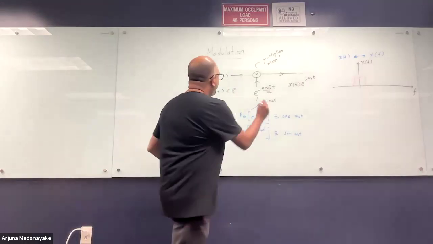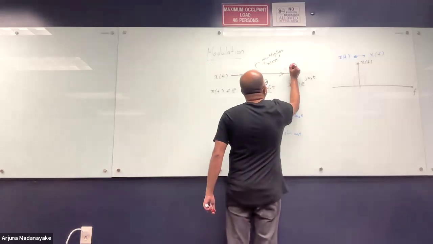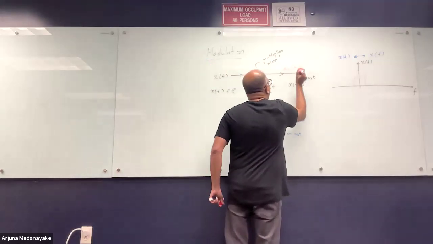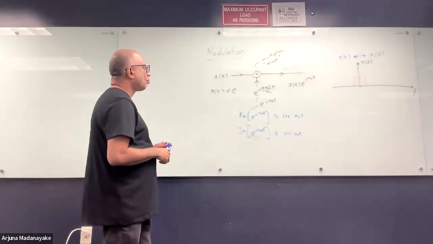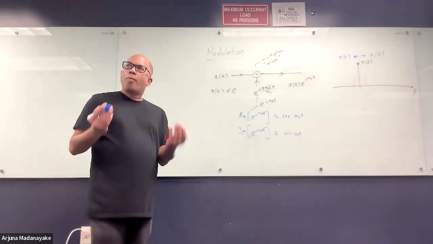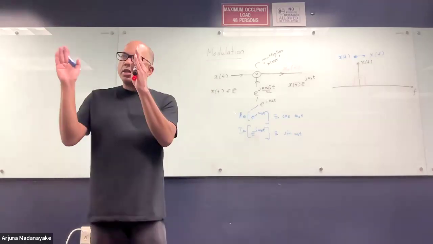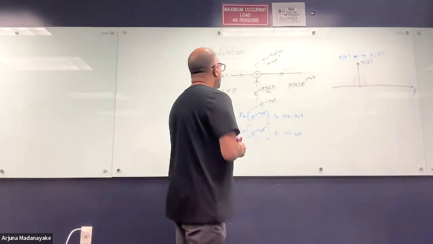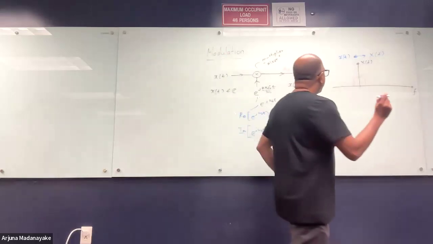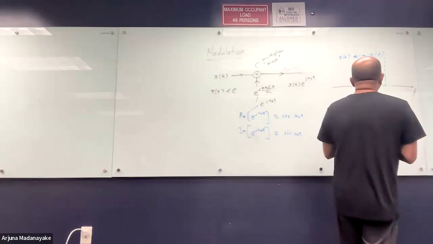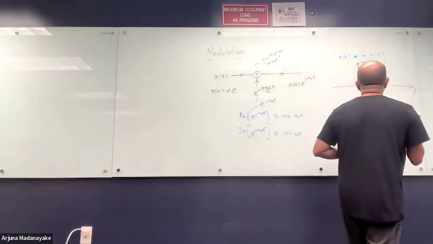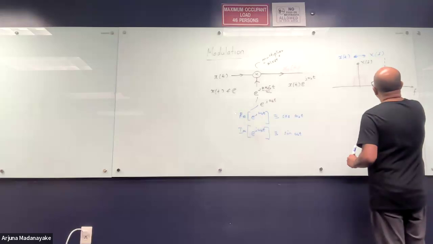So if I call the spectrum here x1 of f, what the operation does is it shifts the function by omega 0. So I can plot a new spectrum, having the same shape, same height, same everything, but now in a different place.